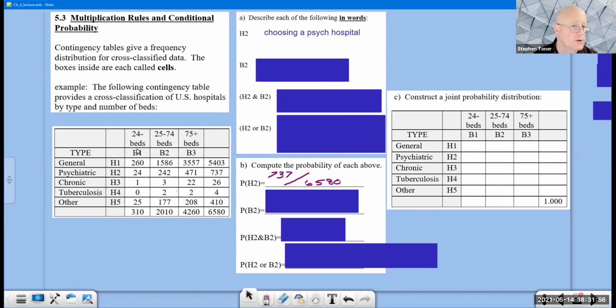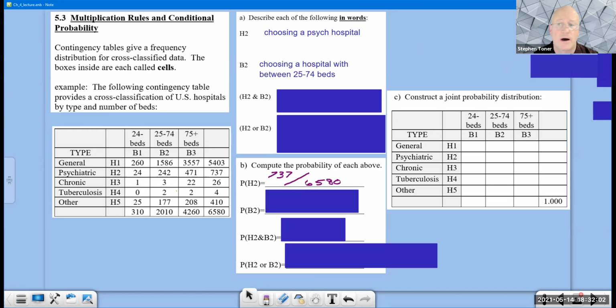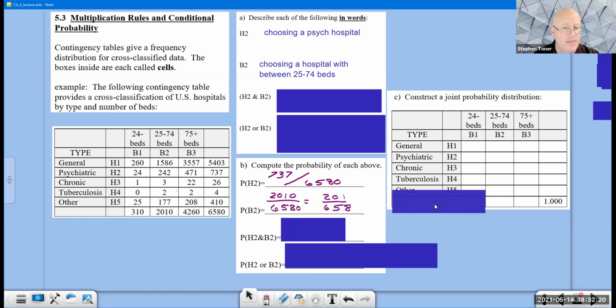Now, B2 refers to a column. That's the medium-sized hospital, or choosing a hospital with between 25 and 74 beds. If I want to know the probability of choosing a hospital with 25 to 74 beds, you can see that there are 2,010 of them total out of the 6,580. And that is the fraction that I have listed there. And this time I did reduce it.